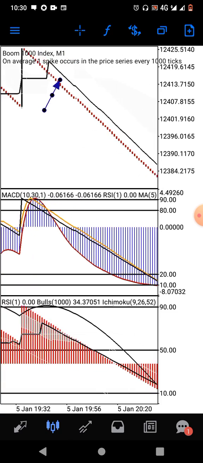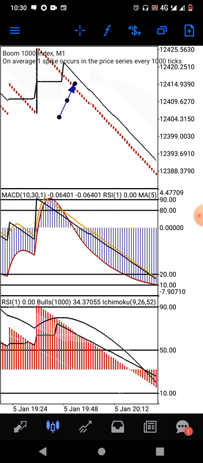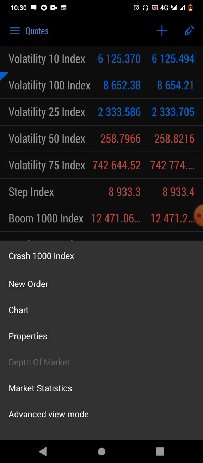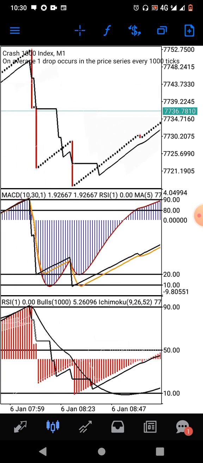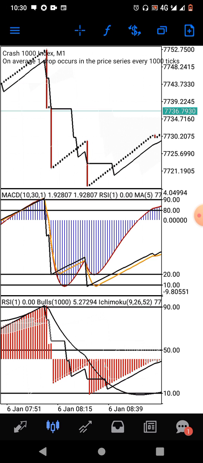You sold and then you have made some cool money. So that's that for this strategy. Okay. Now let's see if we can see any example on Crash 1000.